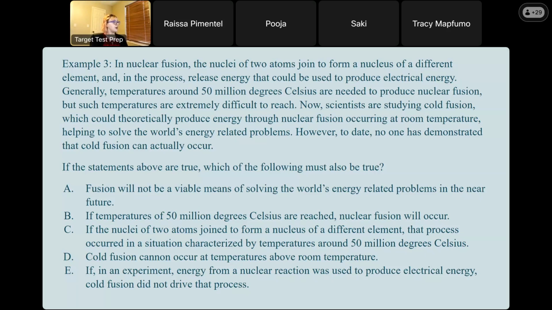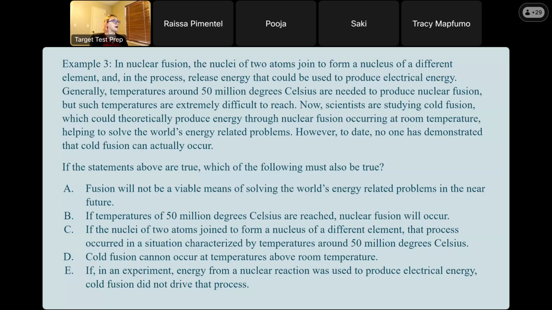C, if the nuclei of two atoms joined to form a nucleus of a different element, that process occurred in a situation characterized by temperatures around 50 million degrees Celsius. So this one's pretty tempting, but notice that the prompt says generally temperatures around 50 million degrees Celsius are needed to produce nuclear fusion.